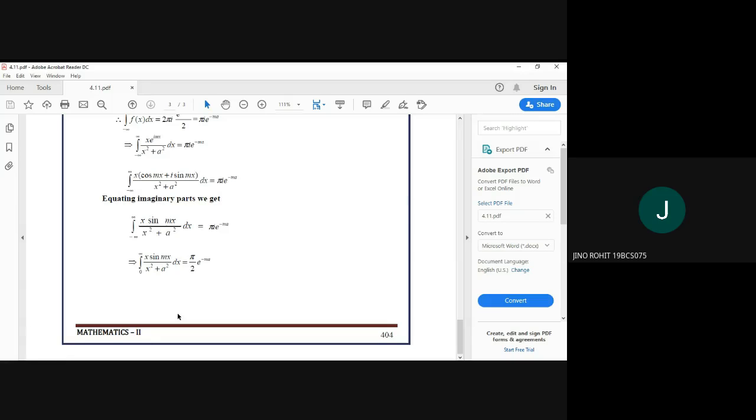Why is x even? Here x is odd. The x term is odd. Sin mx is always an odd function. Odd function into odd function, that is even.